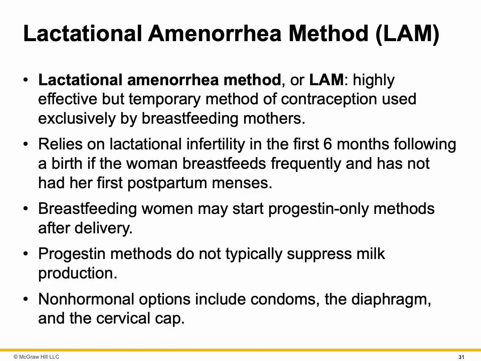This method is more than 98% effective within the first 6 months after birth, as long as a woman breastfeeds about 5 hours a day and about 6 hours at night and has not experienced her first postpartum menses. Breastfeeding women may start progestin-only methods after delivery because they do not typically suppress milk production. They can also choose non-hormonal options, including condoms, the diaphragm, and the cervical cap.